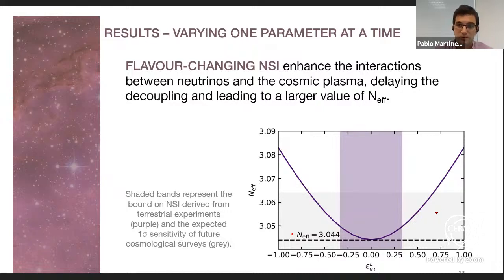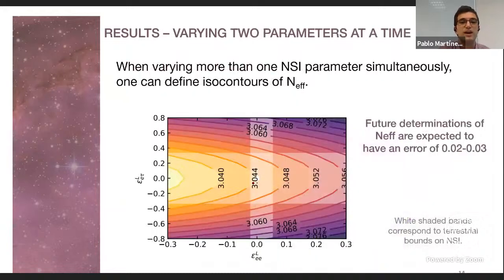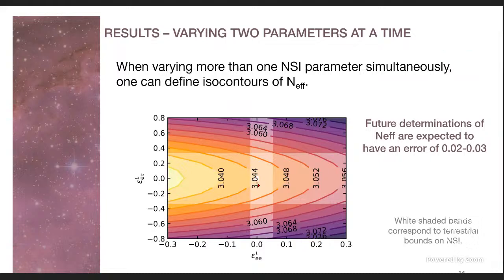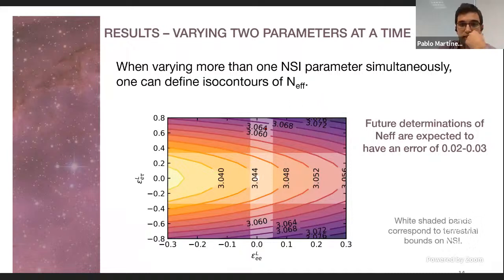One can go one step beyond and see what happens when one varies two parameters at a time. So in this plot here, you can see isocontours of N_eff. For this combination of NSI parameters, this is what the value of N_eff will be. In white, you can see the shaded areas are terrestrial bounds, and this point is the standard model prediction. As I said, this is the standard model prediction, and the sensitivity of CMB-S4 is 0.02. That means that at one sigma we will be able to determine something like this area here.